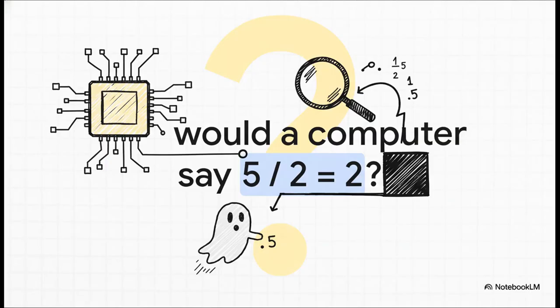Okay, so here it is, the big mystery. Why on earth would a computer tell you that 5 divided by 2 equals 2? Just 2. I mean, we all know the answer is 2.5, right? So how can a processor with billions of transistors, something that can perform these incredible calculations, get this so confidently wrong? What happened to the point 5?